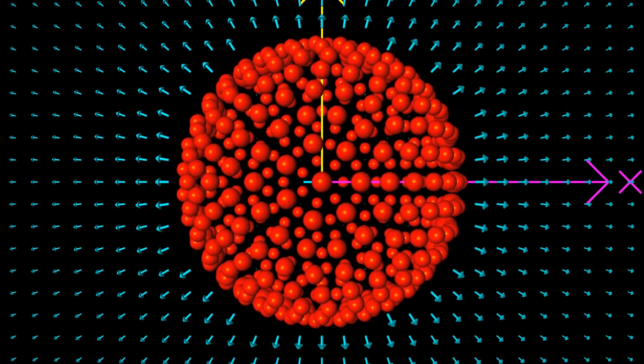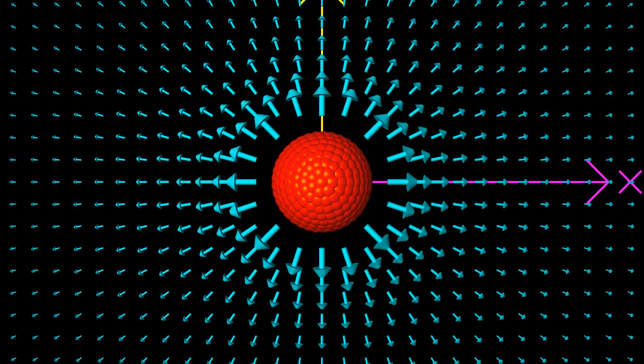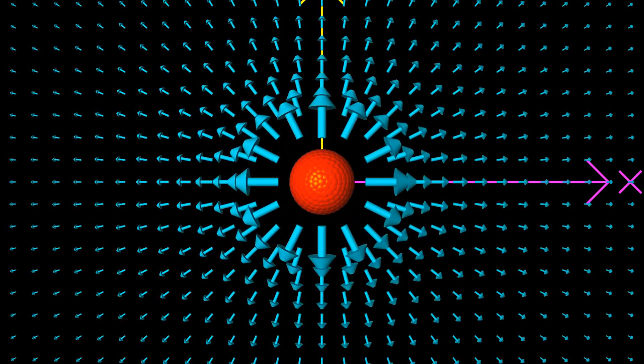All vectors outside the holosphere are pointing away from the center of the arrangement. The electric field is identical to that of a point charge located at the center. Length or direction of the vectors outside of the holosphere don't change when the radius of the sphere is shrinking.